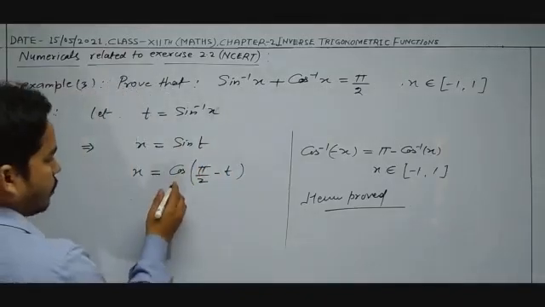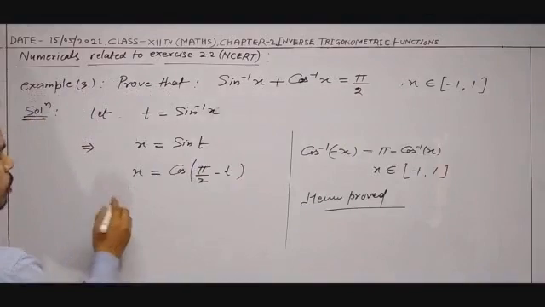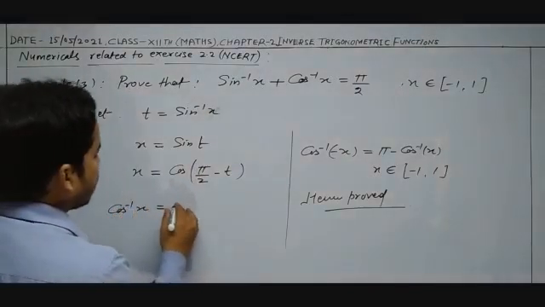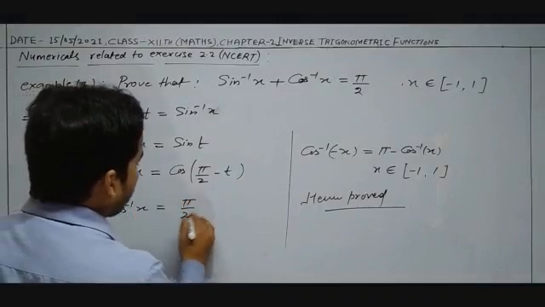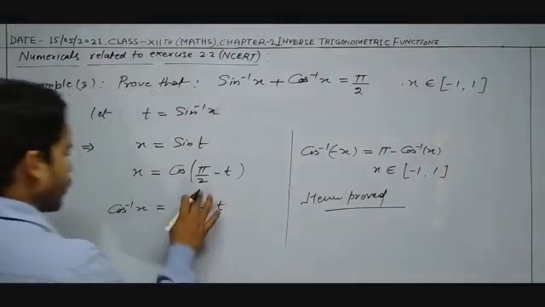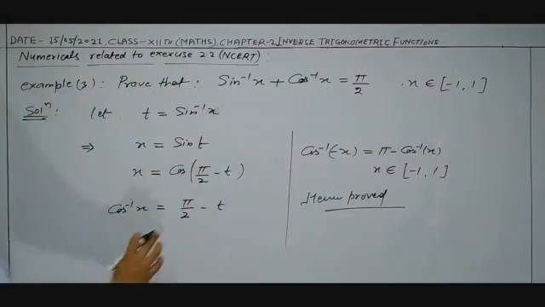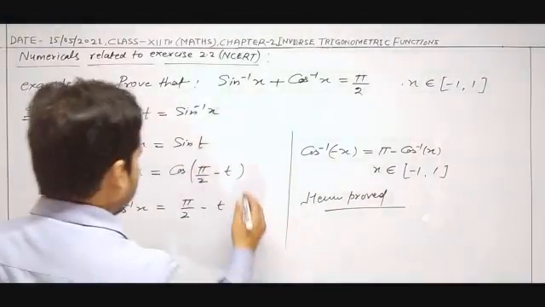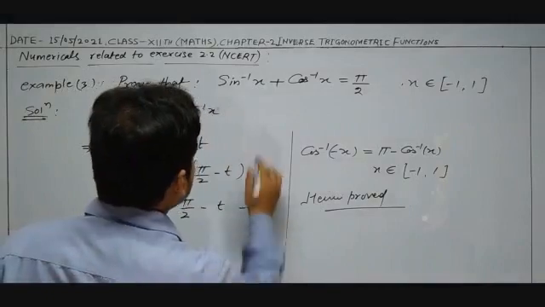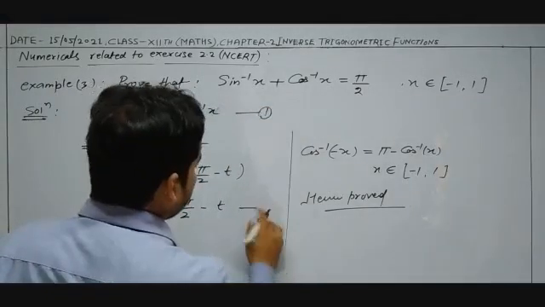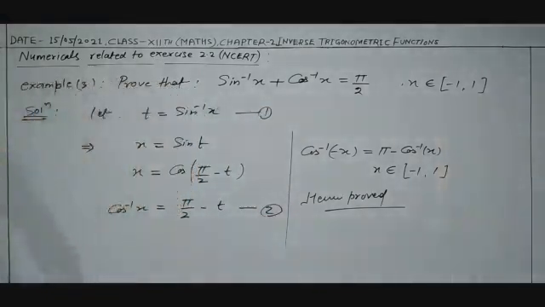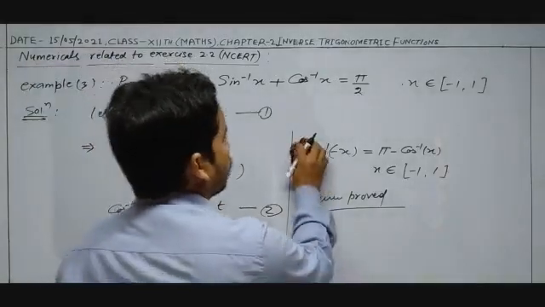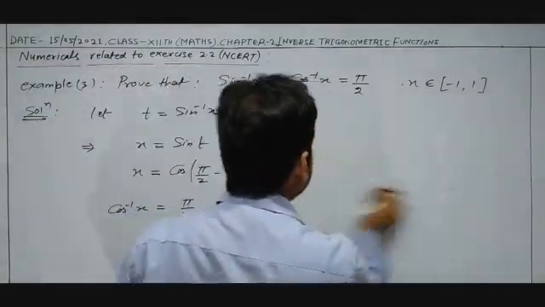And again operate cos inverse on both the sides. So the result is cos inverse x is equal to pi by 2 minus t. And t is equal to sin inverse x. Consider equation 1 and equation 2.